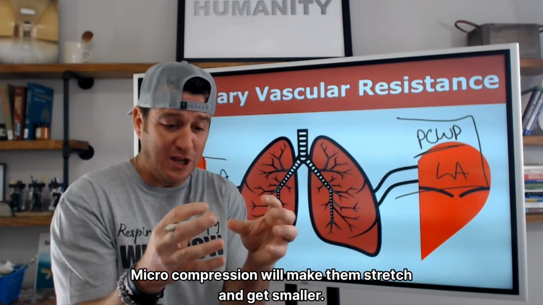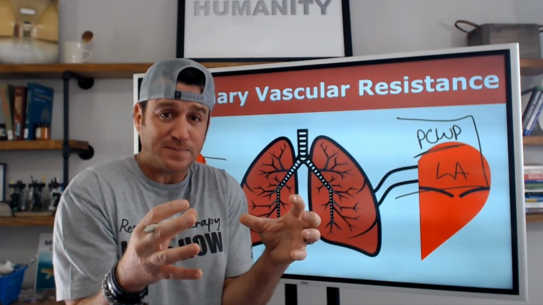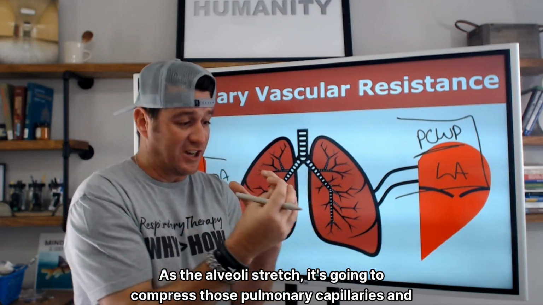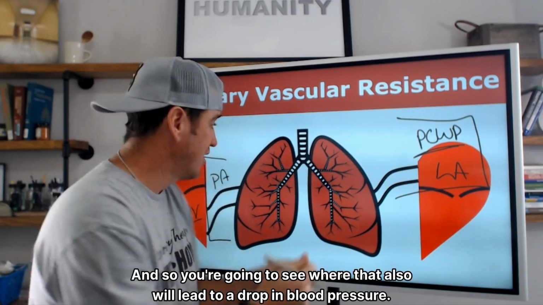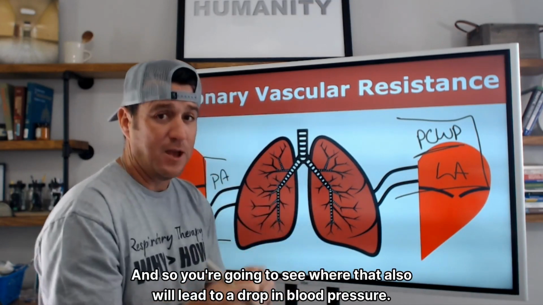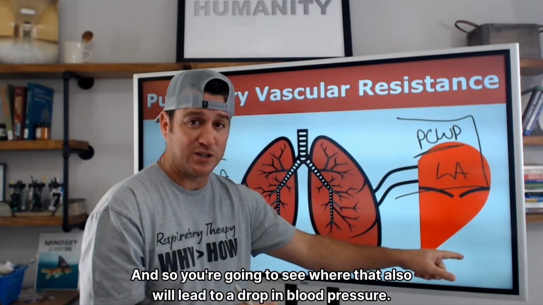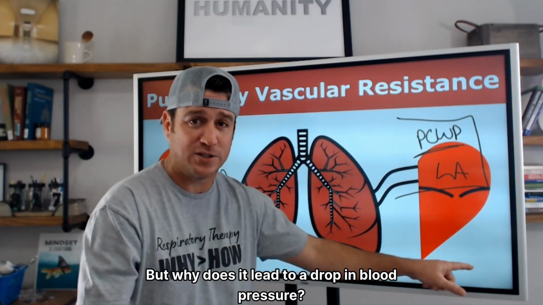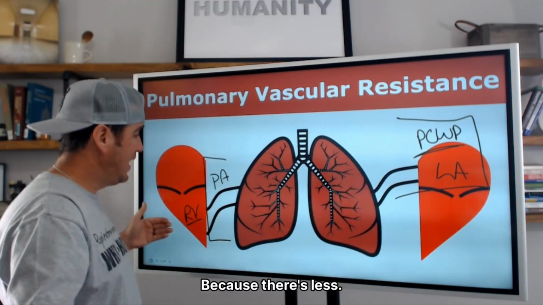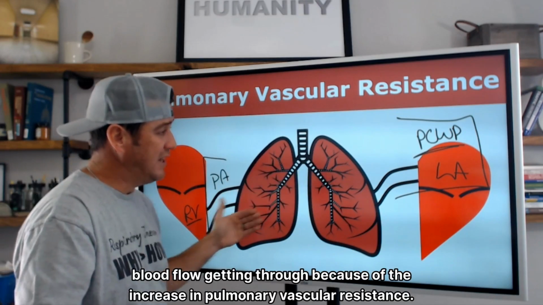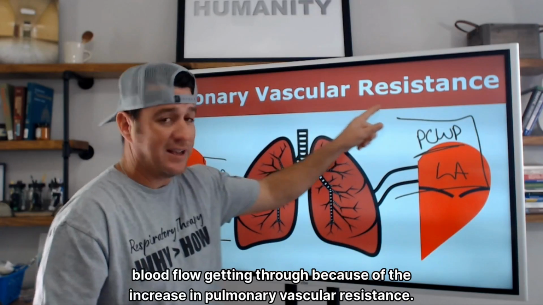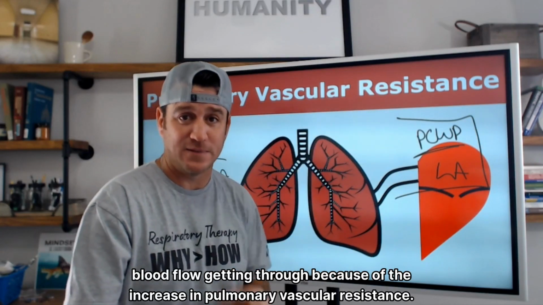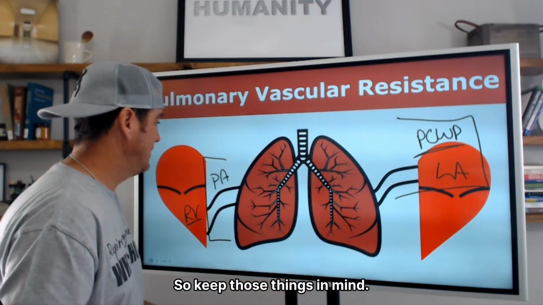Microcompression will make them stretch and get smaller. As the alveoli stretch, it's going to compress those pulmonary capillaries and they're going to get smaller. And so you're going to see where that also will lead to a drop in blood pressure. Well, why does it lead to a drop in blood pressure? Because there's less blood flow getting through because of the increase in pulmonary vascular resistance. Okay, so keep those things in mind.